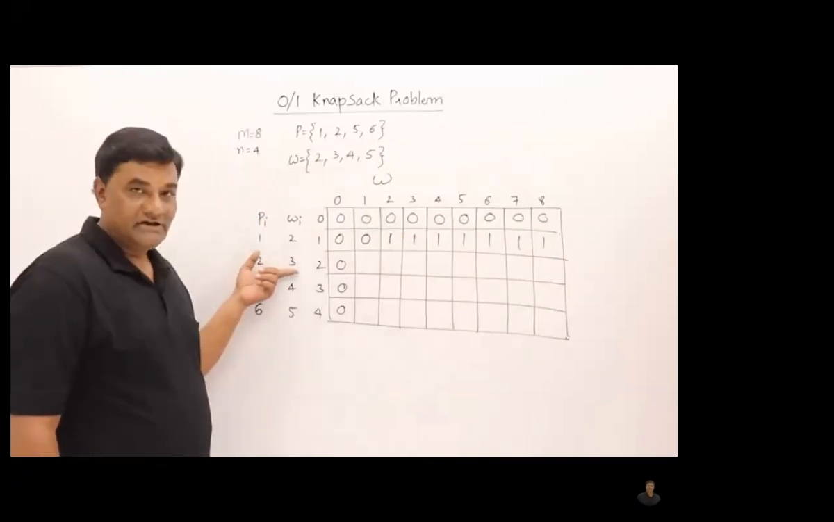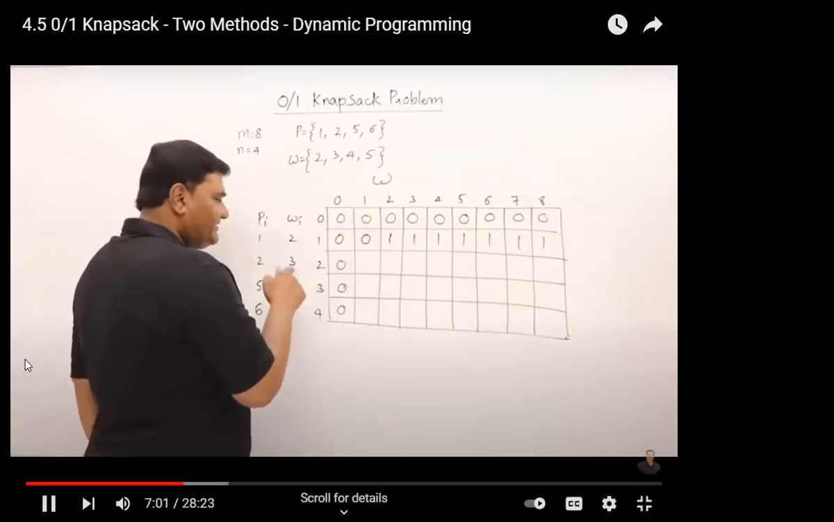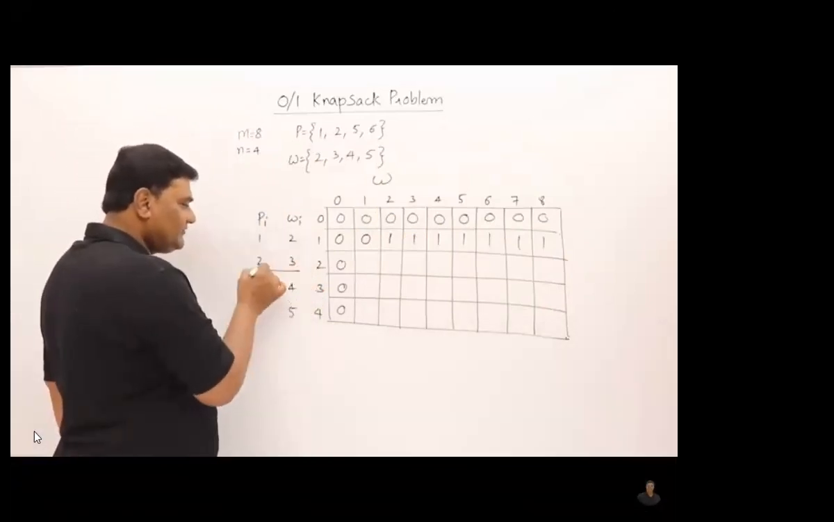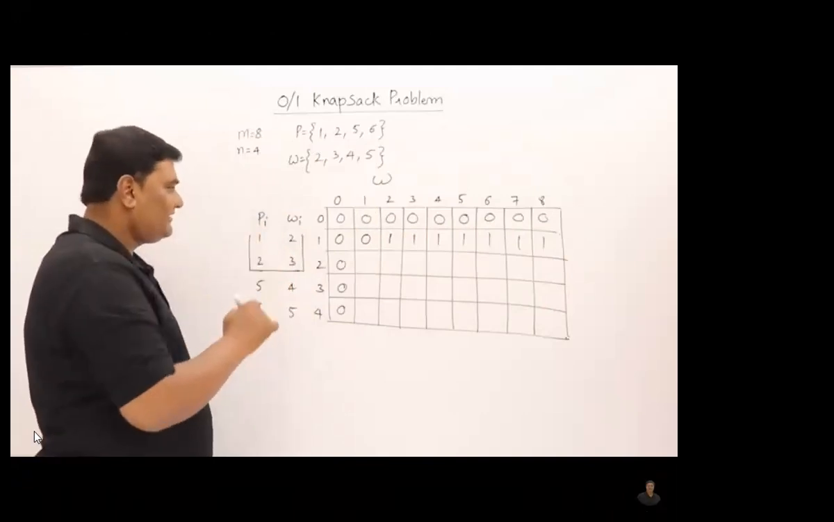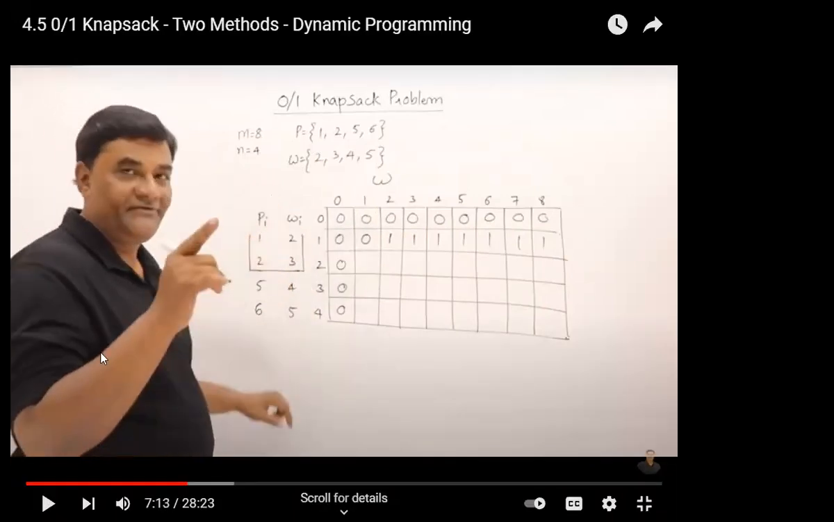I'll fill the second row also, and the third row also in the same way. Then I will write the formula. Let us go to the second row. I'm going to consider the second object. As I said, when I consider the second object, I should also include the first object. First let us look at the second object. See, the weight of the second object is 3. It can be filled.